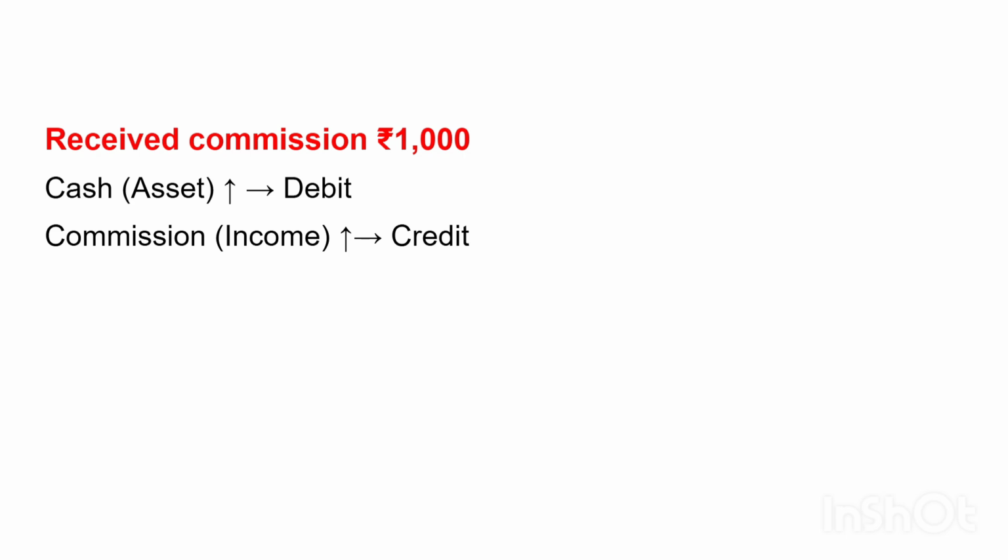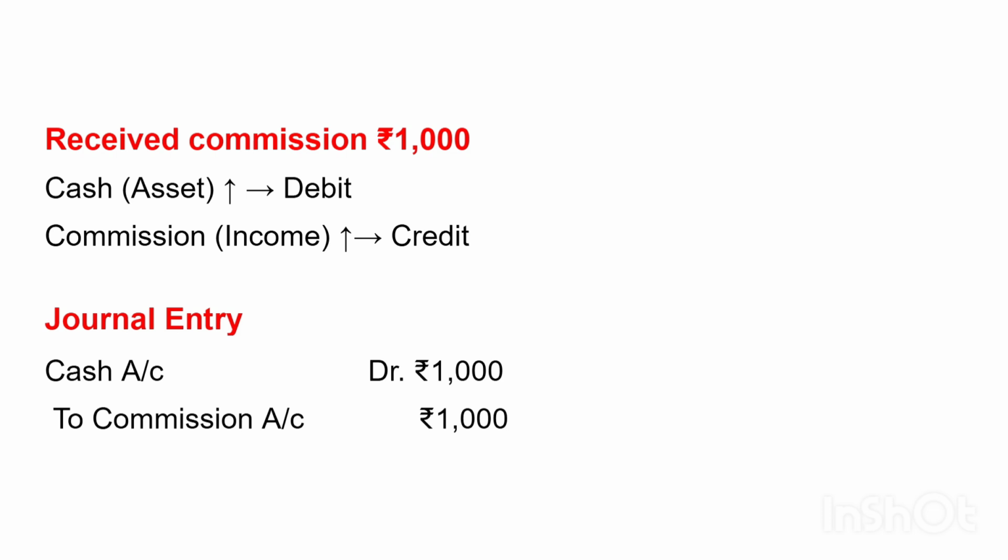Received commission rupees 1,000. Cash is an asset and cash increases, so it is debit. Commission is an income and it increases, so it is credit. And the journal entry is cash account debit rupees 1,000 to commission account rupees 1,000. Narration: being received commission.